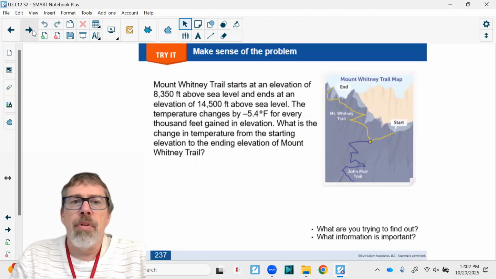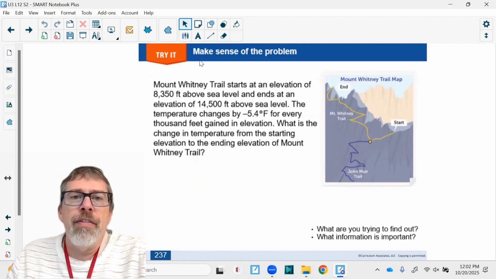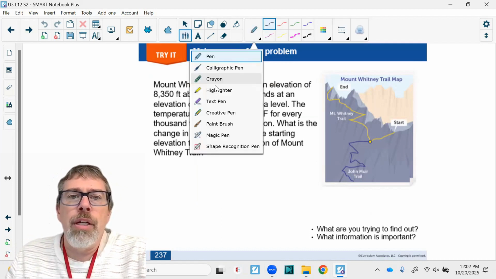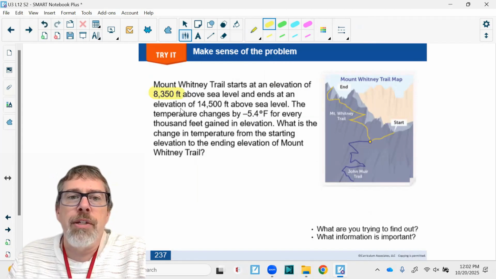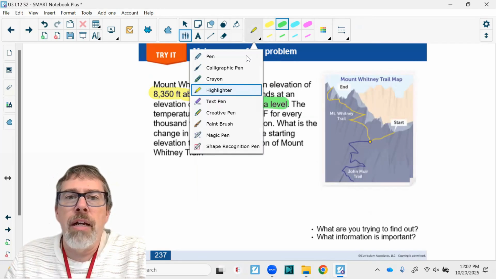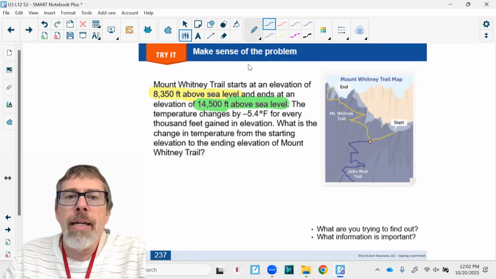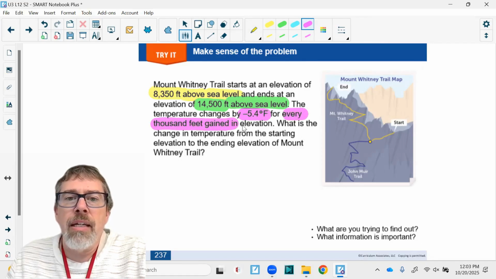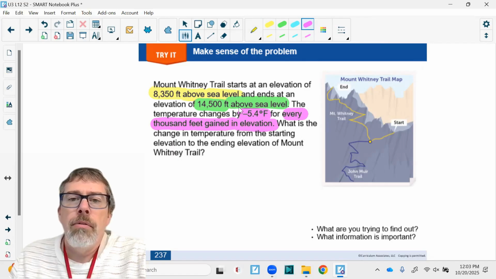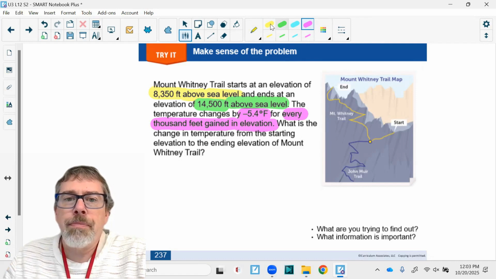Try it. Make sense of the problem. Mount Whitney Trail starts at an elevation of 8,350 feet above sea level and ends at an elevation of 14,500 feet above sea level. The temperature changes by negative 5.4 degrees for every 1,000 feet gained in elevation. What is the change in temperature from the starting elevation to the ending elevation of Mount Whitney Trail? So from the starting to the ending.